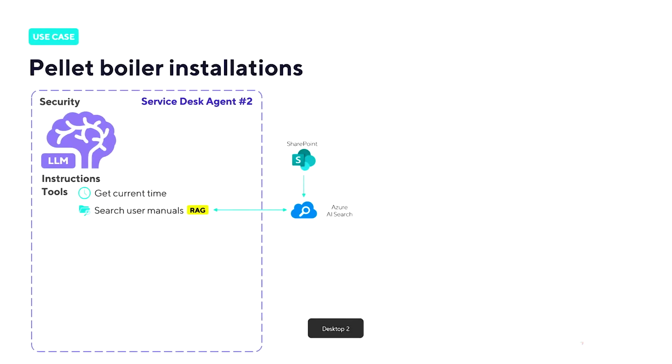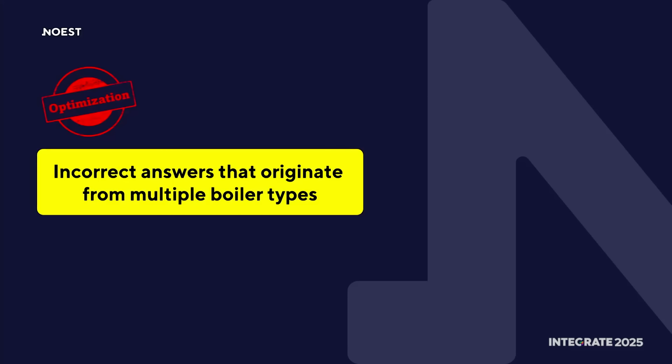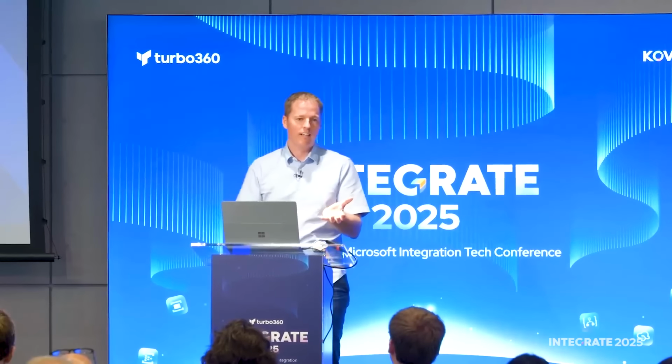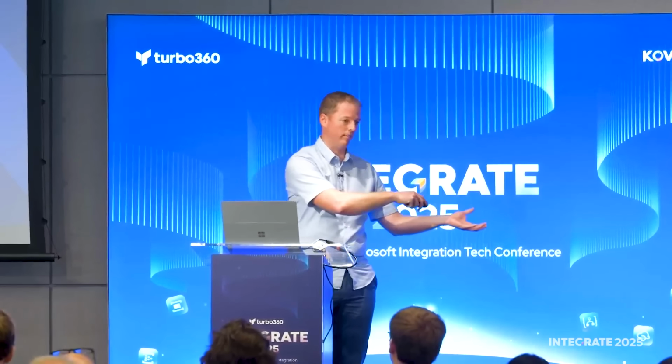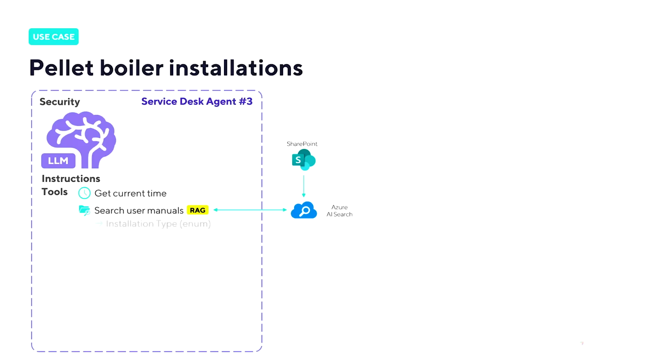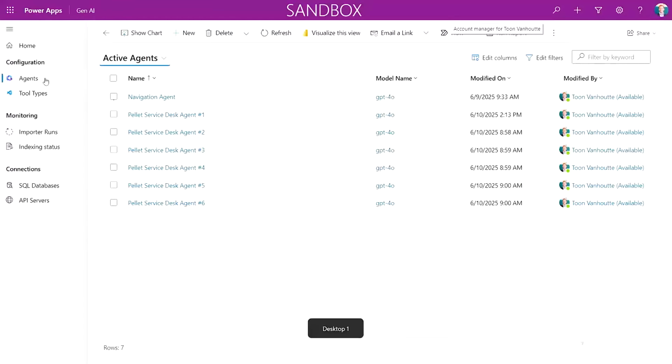So when we first tested this, it all worked fine, but then suddenly the testers were saying, okay, we get incorrect answers because you are mixing information from multiple boiler types. So I have a condensed boiler, and you're answering with information from a compact type. And that doesn't work that well. So in order to fix that, we can add an extra parameter to this RAG tool and say, okay, if you want to call this RAG tool, you need to provide the type of installation. So we do that. It's an enum. So let's see how that changes the game.